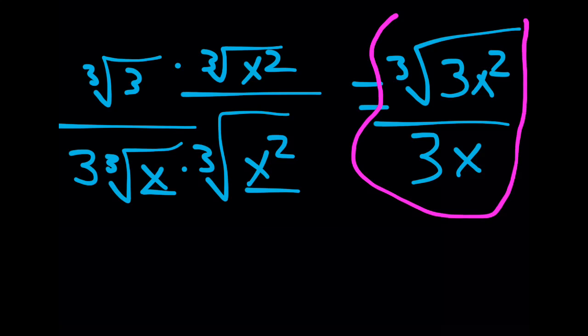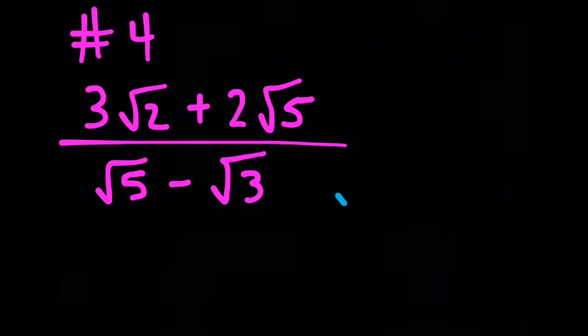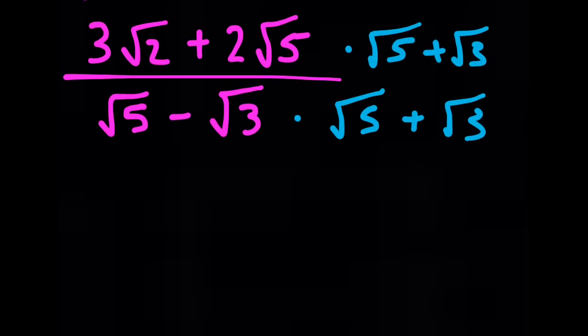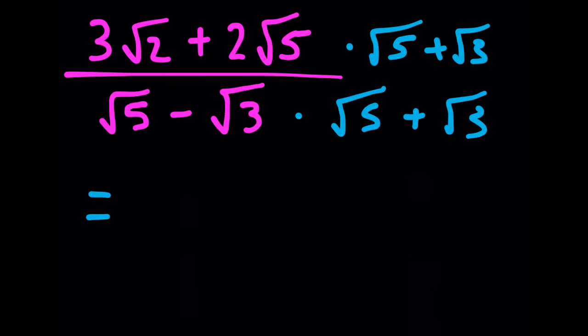I cannot leave it like that. I need to multiply by the conjugate of the bottom. I've got to multiply that on the top and multiply that on the bottom. So now, alright, my answer is going to be one big fraction.